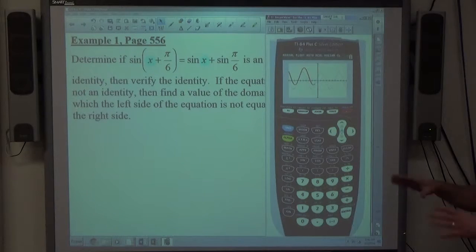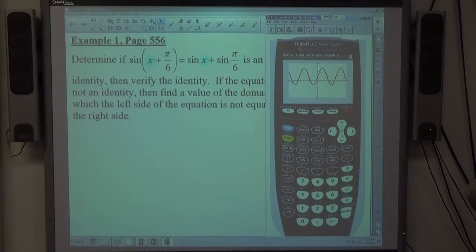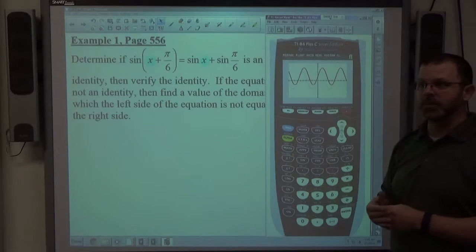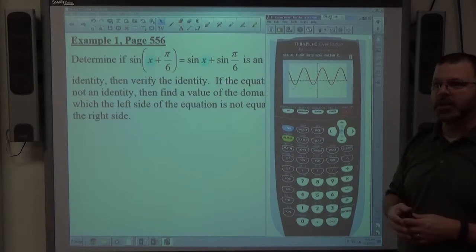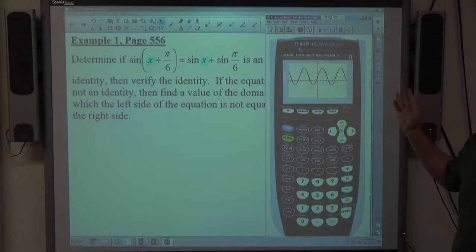If the red graph went directly on top of the blue graph, then it would be the same. There would be an identity. That means all the values of x on one are all the values of x on the other. And then we'd have to go ahead and verify that. For a non-identity, all you have to do is show me a counterexample. Find me a value of x where they aren't equal to each other. There are billions of answers here. I don't care which one you pick.